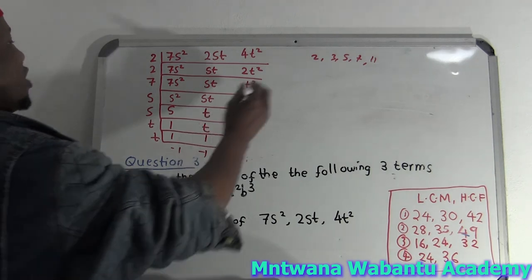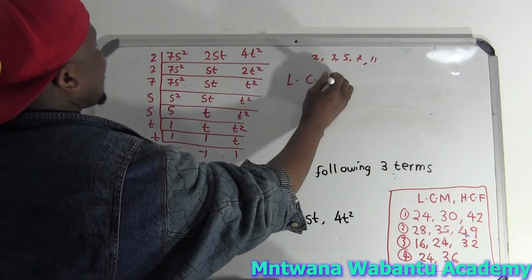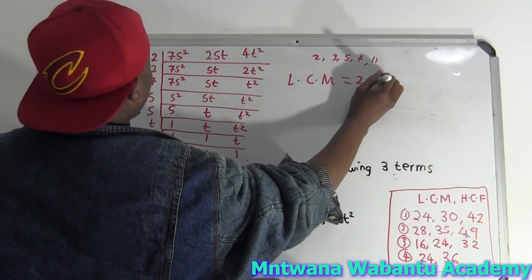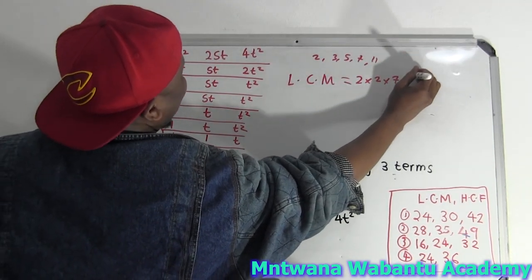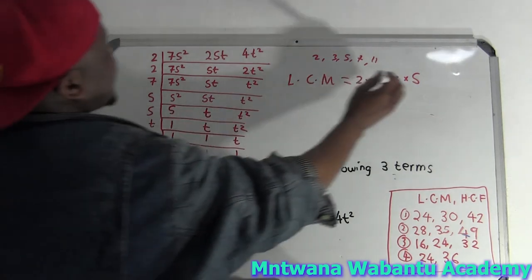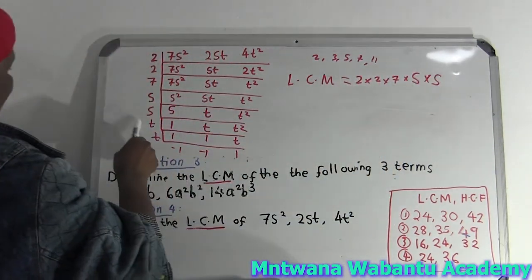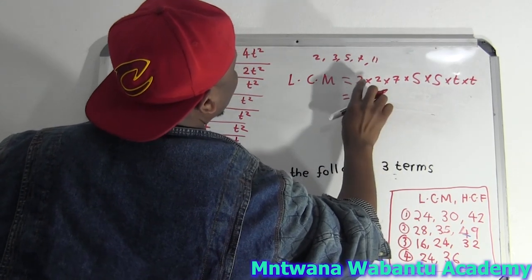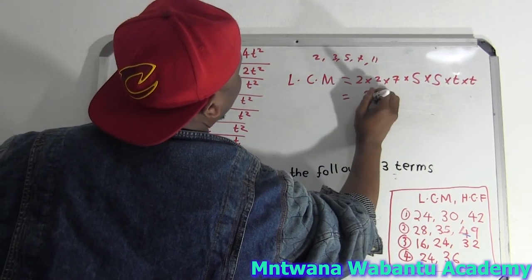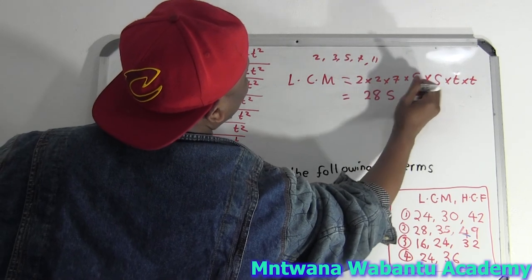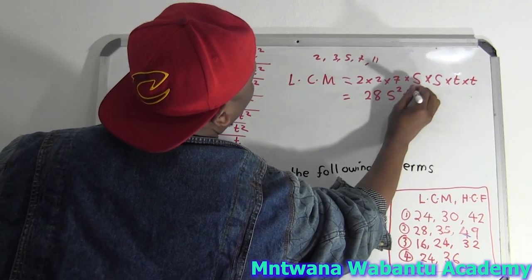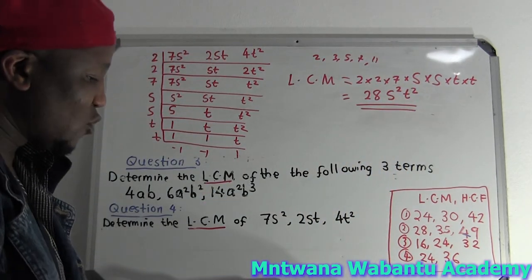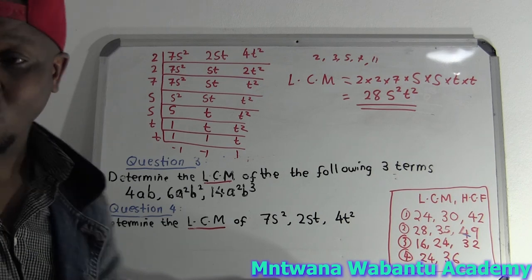Lowest common multiple. So our lowest common multiple equals, we multiply all of them: 2 times 2 times 7 times s again, times t times t. Okay, so this is going to give us 2 times 2, 4, times 7, 28, s times s is s squared, t times t is t squared, okay? So that's what we have. So it's 28s squared t squared.